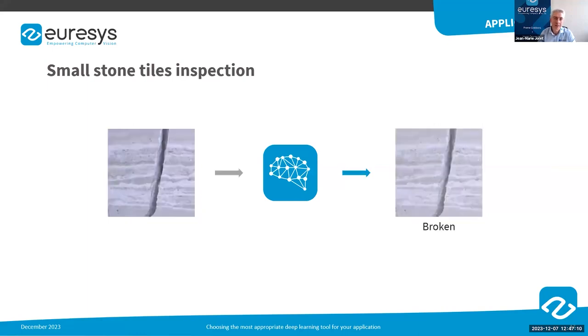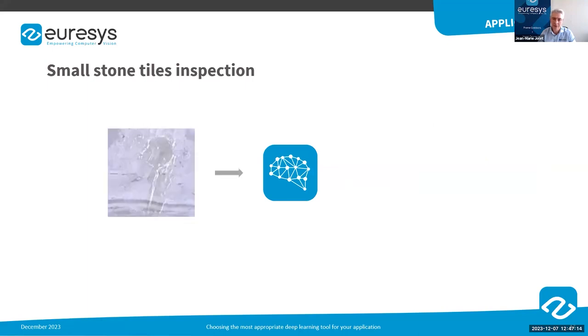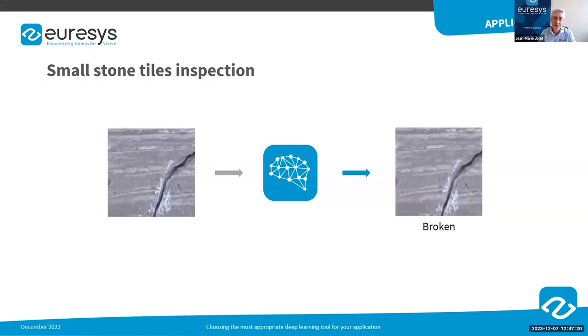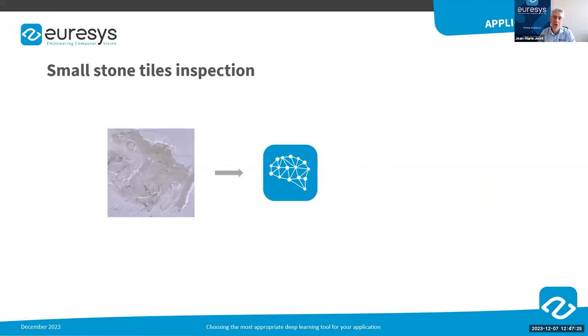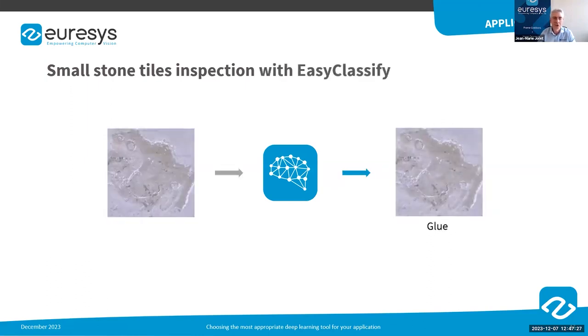The position and the number of defects on the tile does not really matter, but it is mandatory to identify the type of defect. So to summarize the requirements of this application, we need to detect defective product. We need to identify the type of defect, and the location of the defect does not matter. So EasyClassify is clearly the perfect tool for this job.